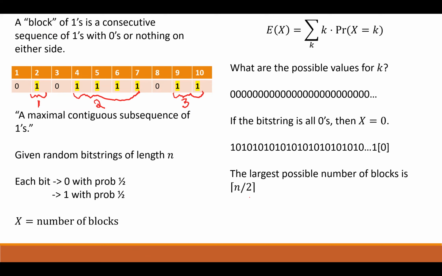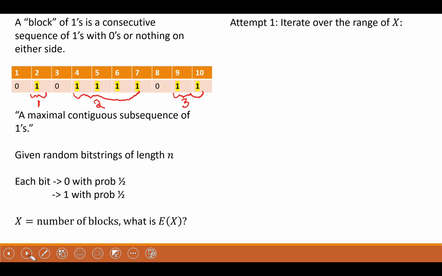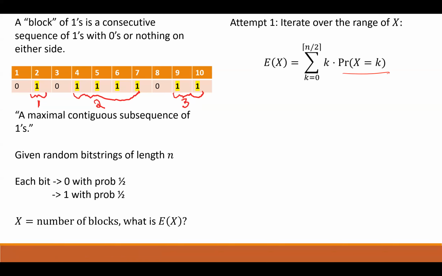So I can start with a 1, and then maybe I end with a 1. But if I have an even number, then I end with a 0, or a 1, actually, it doesn't matter. So that's the largest possible number of blocks, which means that if I'm iterating over the range, I'm going to iterate from k equals 0 to the ceiling of n/2. And like before, we would need to figure out this probability. So what's the probability that I have exactly k blocks?